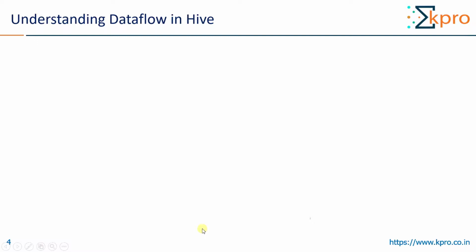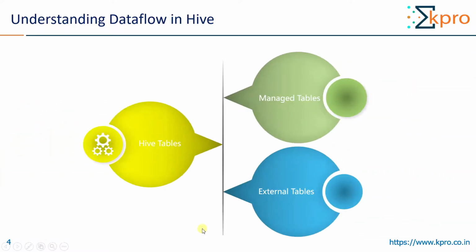Let us understand the data flow in Hive. The Hive tables are classified into two types, managed tables and external tables. In managed tables, user will not control the location of the data which will be stored in HDFS. Whatever data is inserted into a managed table will go to the warehouse directory. Inside that, some subdirectories will contain that data. And when the table is deleted or dropped, then the data will also get deleted.